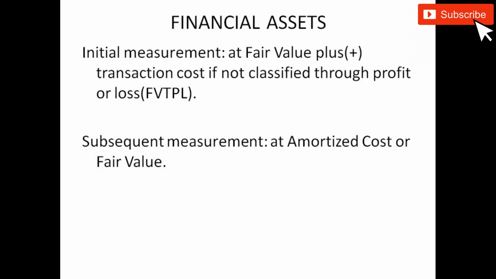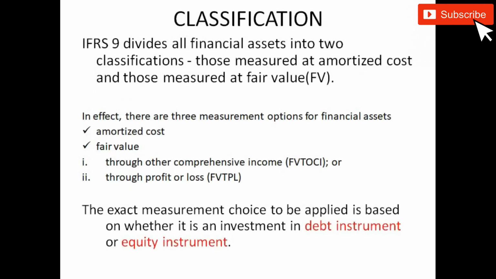The subsequent measurement of a financial asset could be amortized cost or fair value. IFRS 9 divides all financial assets into two classifications: those measured at amortized cost and those measured at fair value. So in effect, there are three measurement options for financial assets. One, amortized cost. Two, fair value, but here the fair value could be fair value through other comprehensive income or fair value through profit or loss.